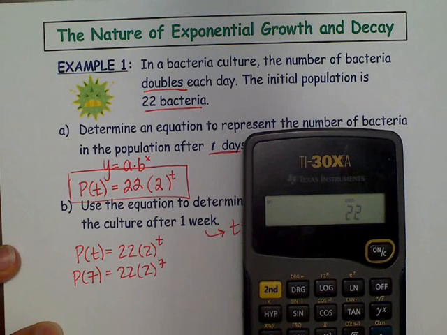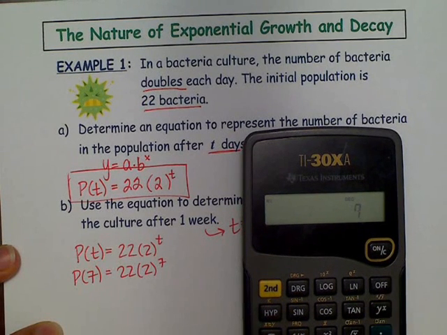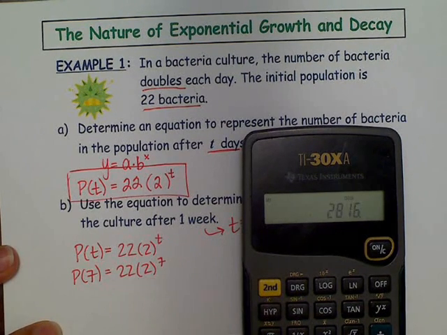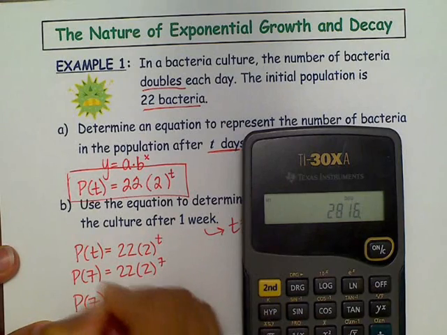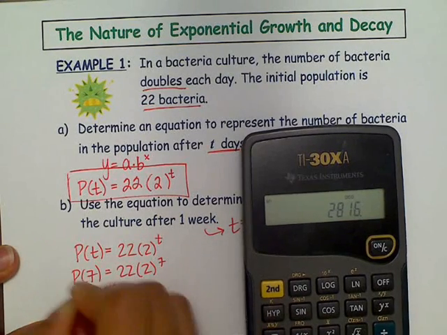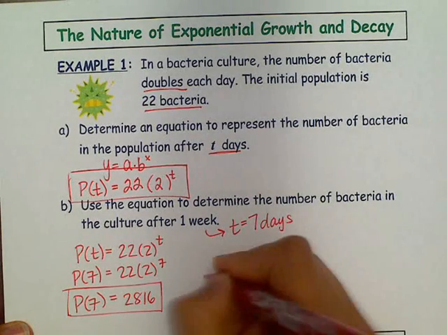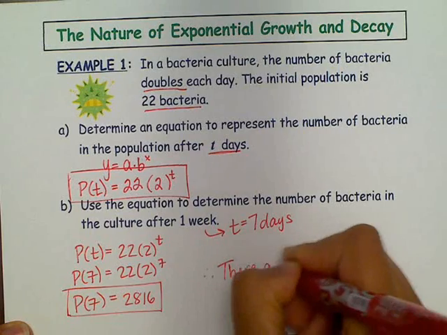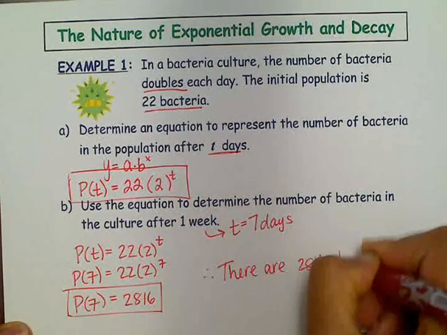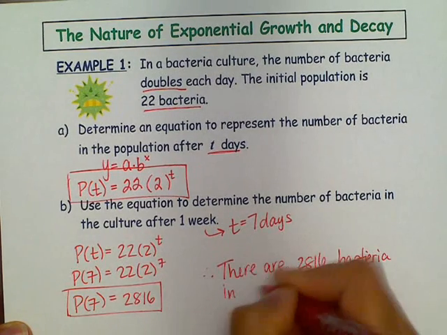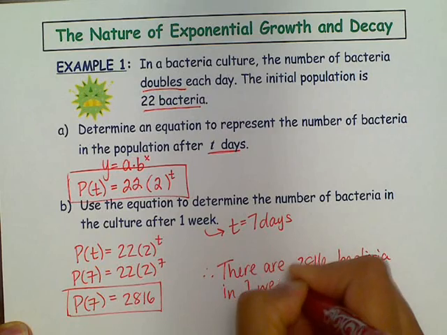And I'll use my calculator to evaluate that since I know all the information. So I have 22 times 2 to the exponent 7. And please be careful, you can't multiply the 22 and the 2 yet. The 2 has an exponent of 7, so please make sure you evaluate the exponential part and then multiply it by 22 afterwards. And you get p of 7 is equal to 2,816. So there are about 2,816 bacteria after 1 week. So therefore, there are 2,816 bacteria in 1 week.